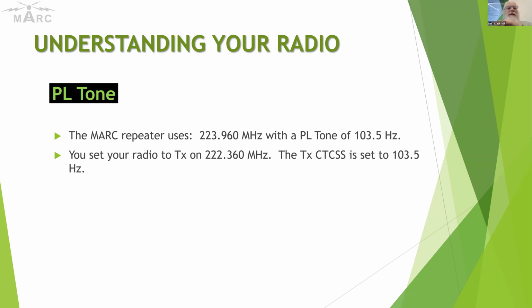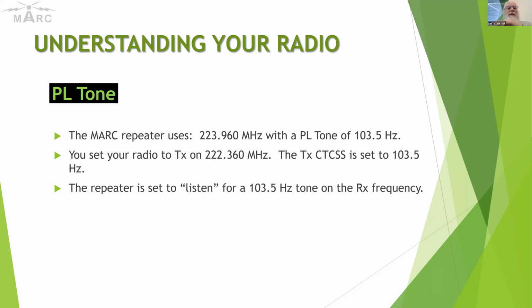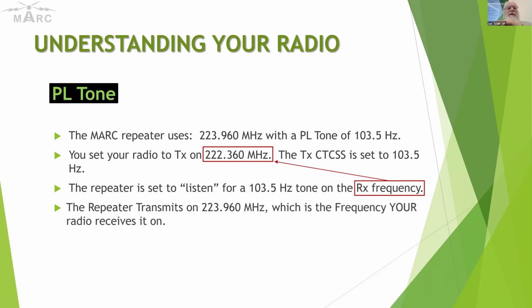You set your radio to transmit on 222.36, we already talked about that, and the transmit CTCSS is set to 103.5. Now when you do that, the repeater is set to listen on 222.36. That's the repeater's receive frequency. That's your radio's transmit frequency. And it's listening for the 103.5 hertz tone. Without that tone, you don't get to talk to anybody. The repeater then transmits whatever's coming in on the 222 on its transmit frequency, which is your receive frequency.